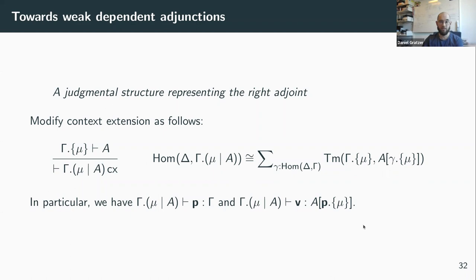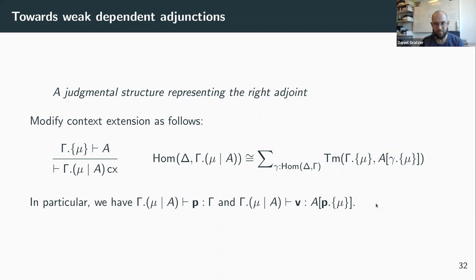And chasing this through, we end up with a weakening substitution and a variable rule. And right, there's two typos on this slide. There should be a left adjoint here, and that should be a delta. Sorry for that.